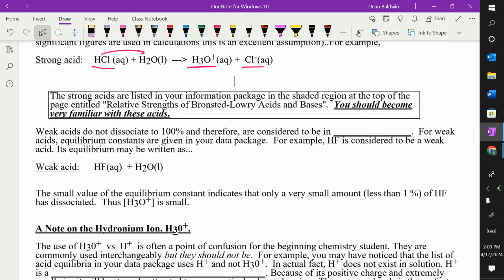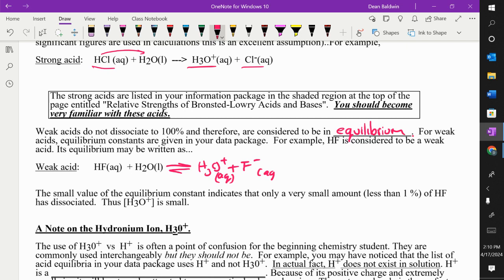Okay, weak acids do not dissociate 100%. Therefore, they are in equilibrium. And they have an equilibrium constant that we call Ka, for acid. HF, hydrofluoric acid, is considered a weak acid. When it is put into water, we have to put the equilibrium sign. We get H3O plus, plus F minus. And I guess technically we should write aqueous.